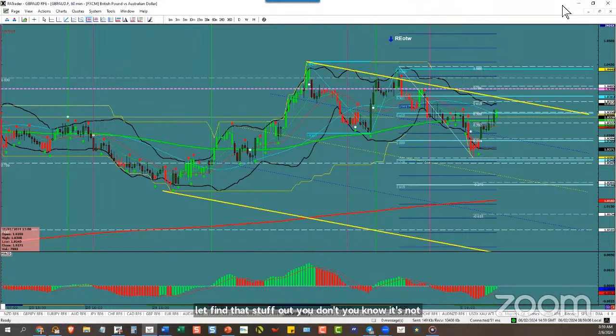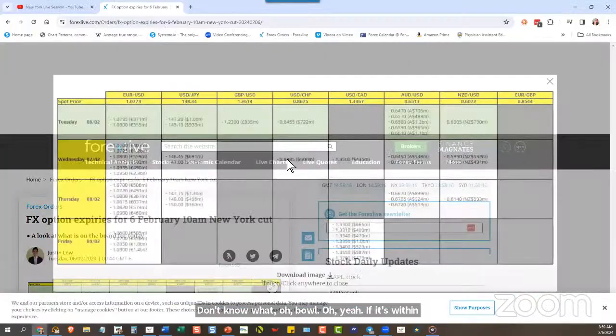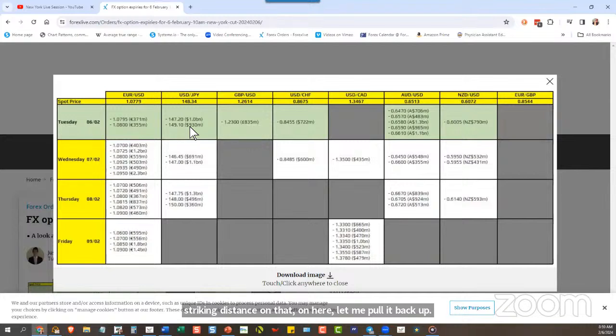Bold is in play. Don't know what bold. Oh yeah. If it's within striking distance on here, let me pull it back up. If it's within striking distance, they will bold it, so you know this is in play today. None of these are in play.